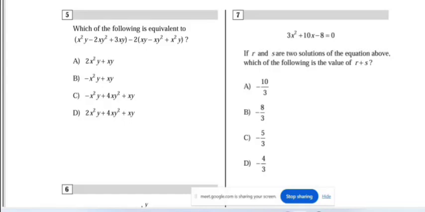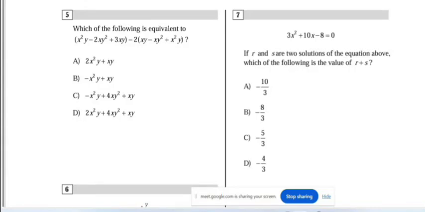So once you see this, I see R and S are the solutions. That's R and S are the roots of the equation. So they say you should find R plus S. That is the sum of the roots. So how do you go about this?